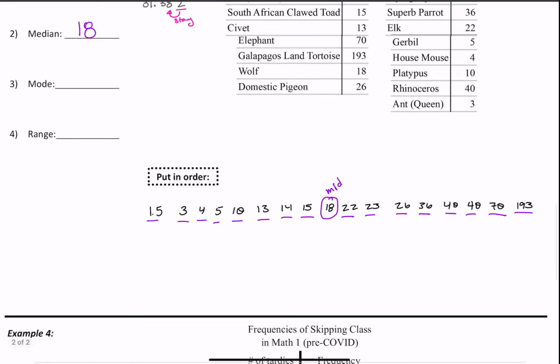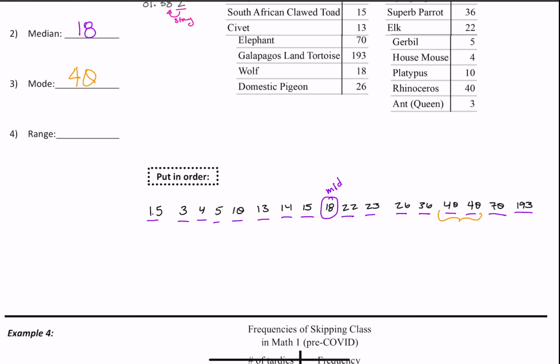Now we need to find our mode. Mode is the number that happens the most often. Well, it looks like here the mode is going to be 40. It's the only one that happens twice. Everything else is just one time.